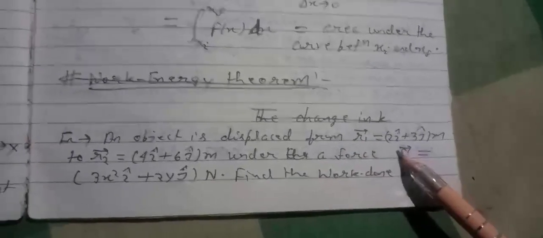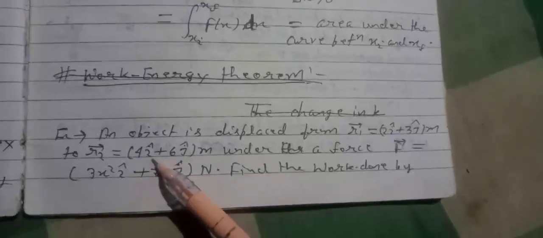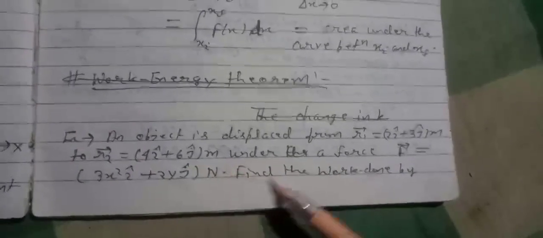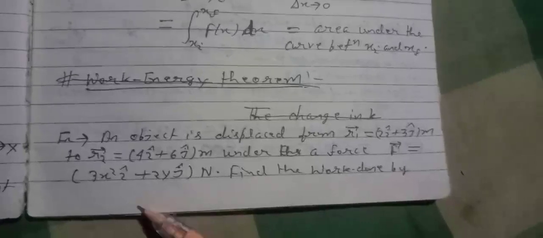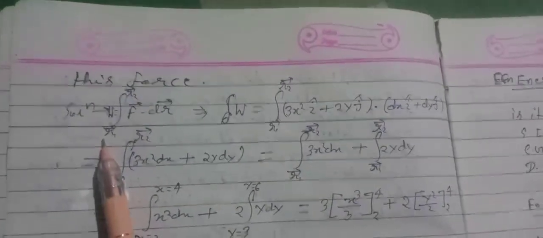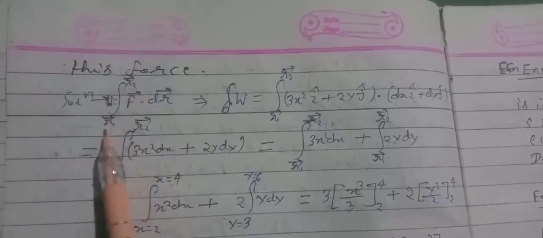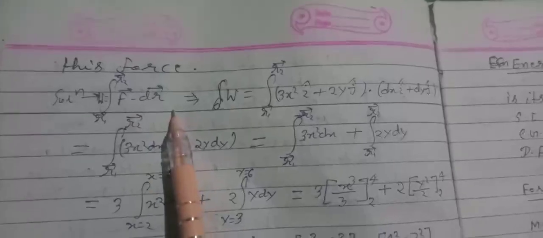Example. An object is displaced from r1 vector 2i cap plus 3j cap meter to r2 vector 4i cap plus 6j cap meter under a force F vector equals 3x square i cap plus 2y j cap newton. Find the work done by this force. Solution. We have the formula of work done, W equals integration from r1 to r2 of F vector dot dr vector.